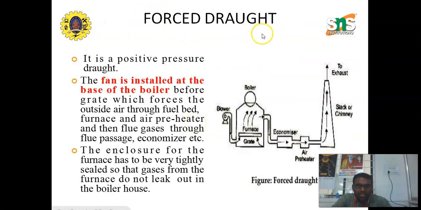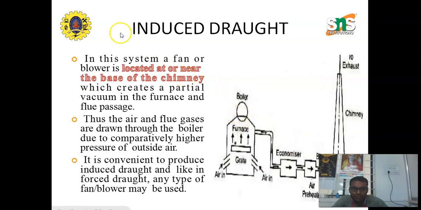The first one is the forced draught. It is the positive pressure draught. Here, the fan or blower is installed at the base of the boiler before the grate, which forces the outside air through the fuel bed, furnace and air preheater, and then flue gases through the flue passage and economizer. The enclosure for the furnace has to be very tightly sealed so that gases from the furnace do not leak out into the boiler house.